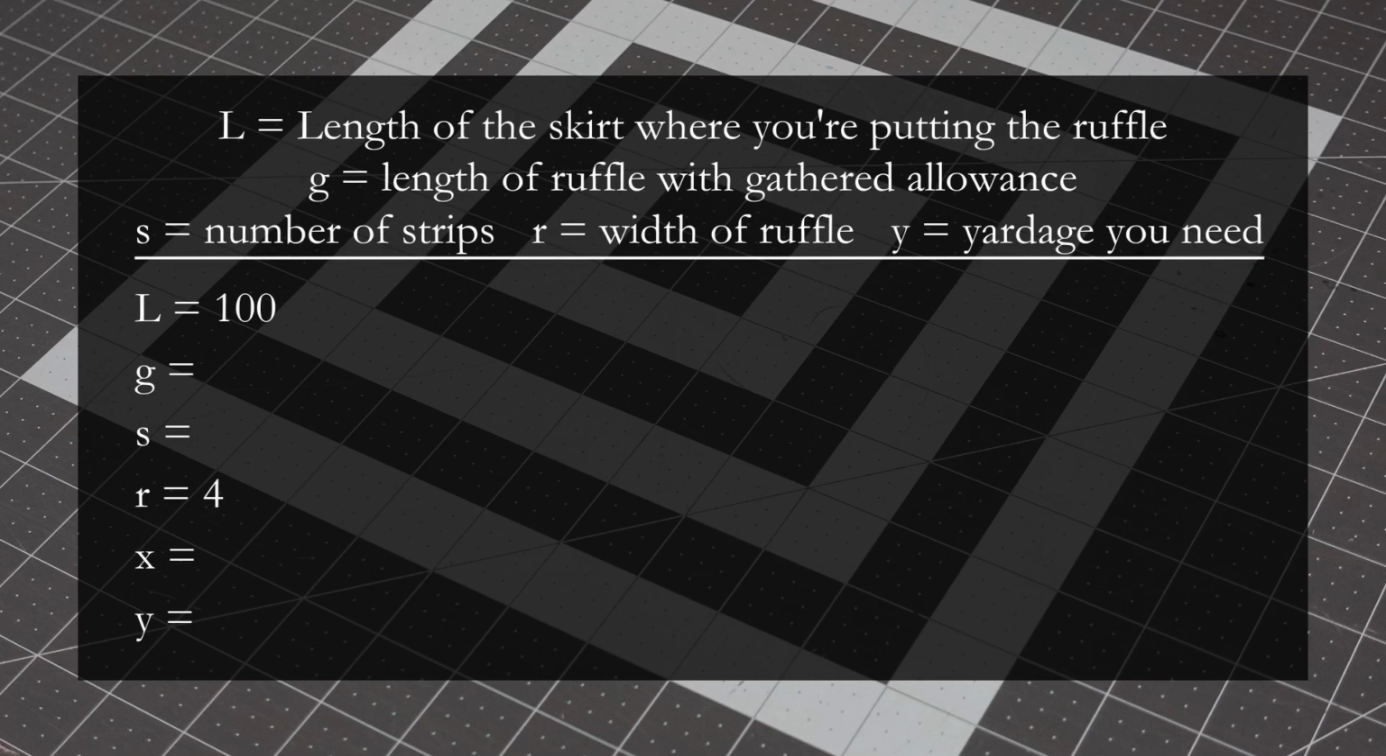Alright, so here's the first equation we need to solve. It's 2L times 1.5 equals G. If you decided to have a more dense ruffle, it won't be 1.5 for you. It might be 2, it might be 2.5. It's whatever you decided on.